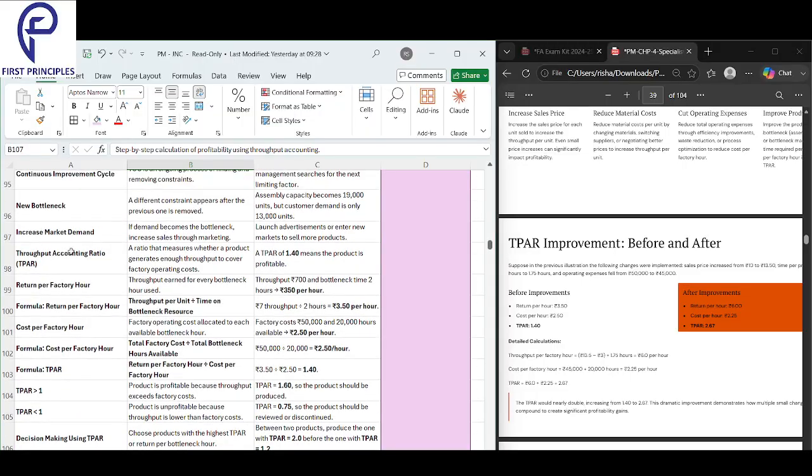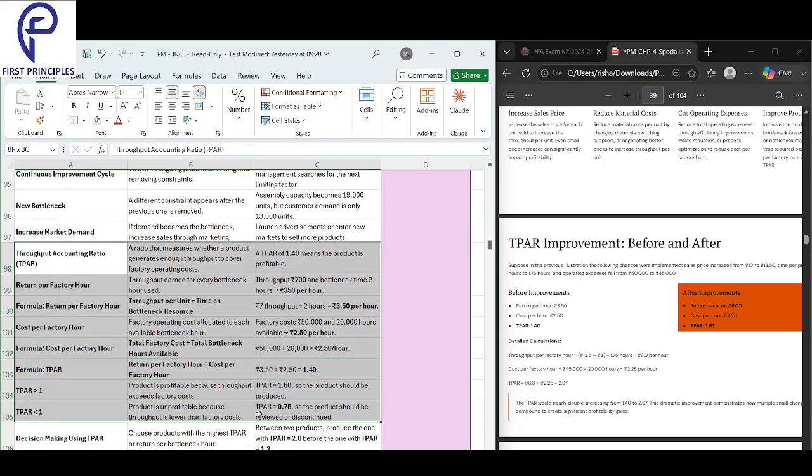So what have we picked up here? The accounting ratio, and understanding and calculating it. If it's greater than 1, go for it. Less than 1, don't go for it. Greater than 1 means it's a profitable product. Less than 1, unprofitable product. Focus on the return per factory hour and the cost per factory hour.